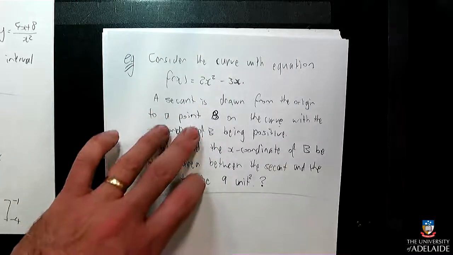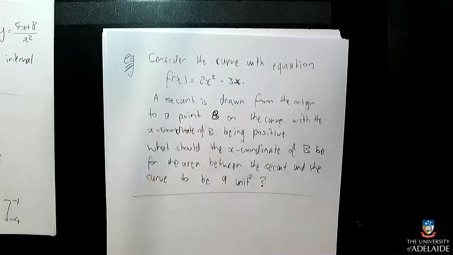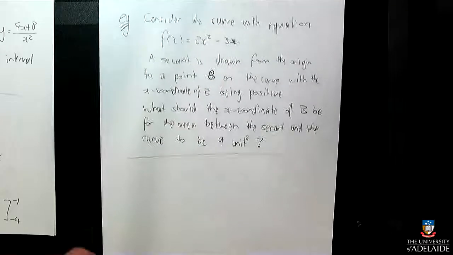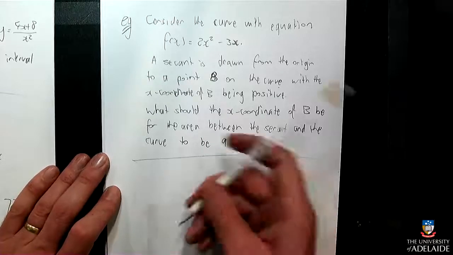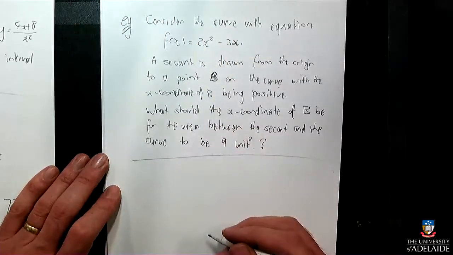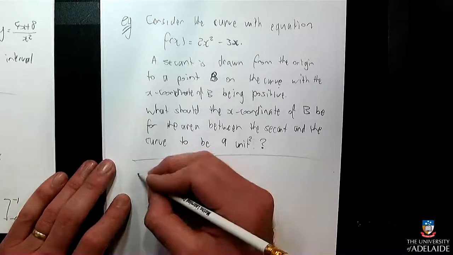And the area between them, well, let's see, it would only account for the parts inside the curve. So it would be useful to draw a picture of this. So let's see. This is a parabola, and it's a concave up parabola.